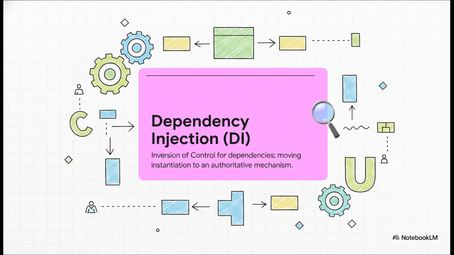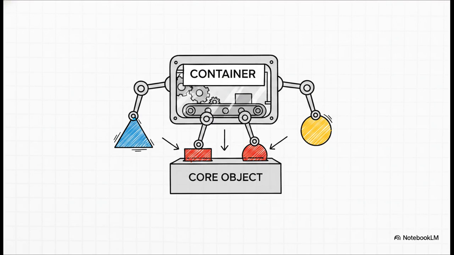Now, an incredibly powerful mechanism for separating construction from use is dependency injection, or DI. Essentially, this is the application of inversion of control to dependency management. So rather than an object actively instantiating its own dependencies, which, by the way, totally violates the single responsibility principle, it acts as a completely passive object. It basically throws its hands up and surrenders the responsibility of creating its dependencies to an authoritative mechanism, like a dedicated container. The real takeaway here is that a DI container totally takes over the instantiation process.